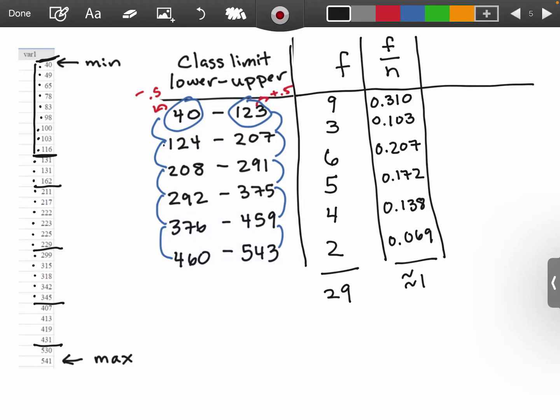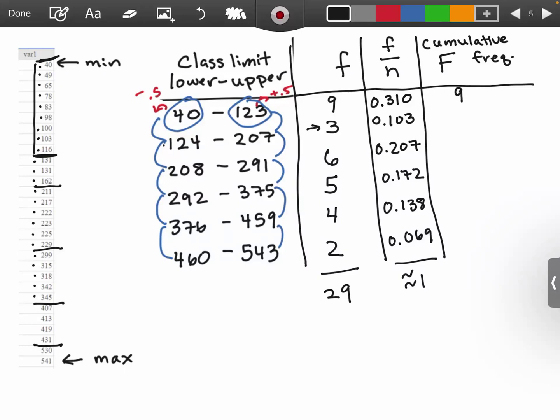All right, the last thing is something called cumulative frequency. Often I just denote cumulative frequency with a capital F, but sometimes people just write it out. So this is called cumulative frequency. Cumulative frequency just means how many are in that group or a lower group. So looking at our first class, there are 9 observations in that first class. The second class has 3.